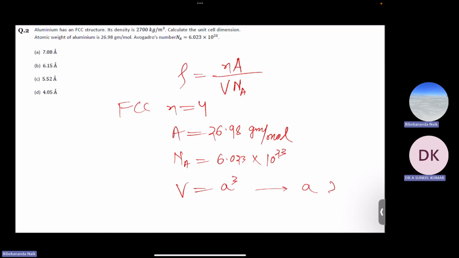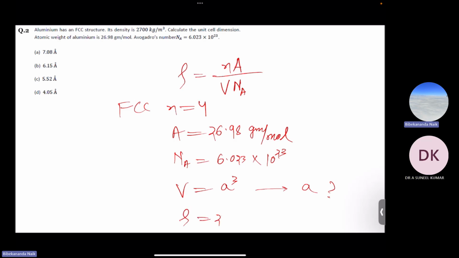From this equation we get the V value. After that we have to calculate the A value. So what we will do? Rho is the density, which is given. It is 2700 kg per meter cube.